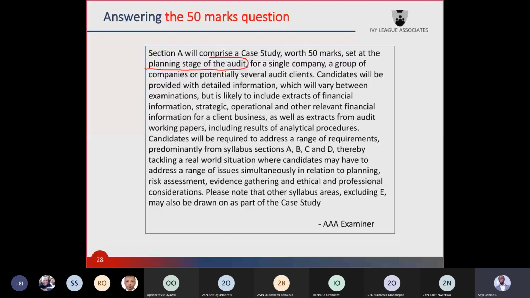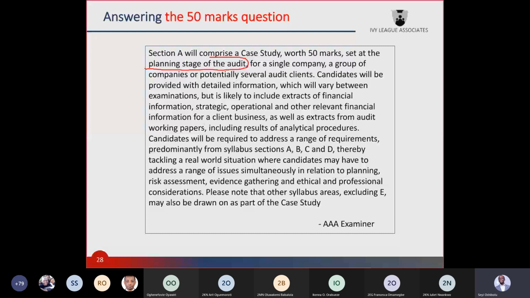Those are the sections. Thereby tackling a real-world situation where candidates may have to address a range of issues simultaneously in relation to planning, risk assessment, evidence gathering, ethical and professional considerations. Please note that other syllabus areas, excluding E, this is a commitment, section E will never be tested in question 1, may also be drawn as part of the case study. So other areas may also come, but predominantly it will be those ones identified up there.